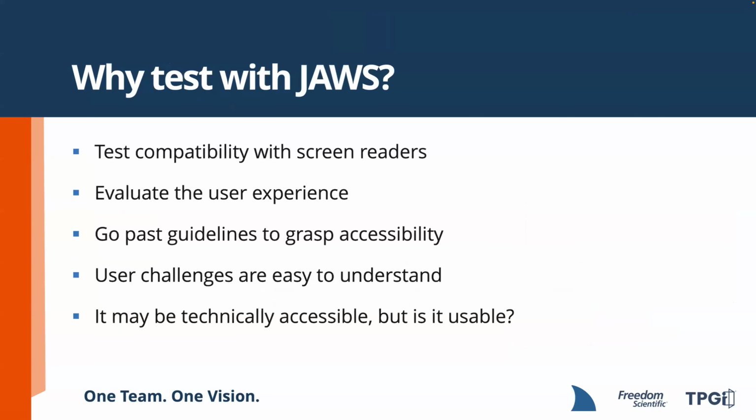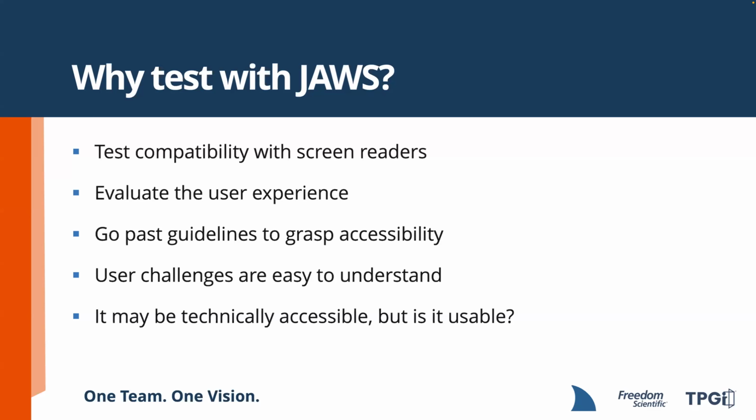So why test with JAWS? To test compatibility with screen readers. That's the obvious case, to make sure that your sites, your applications, etc., work correctly with screen readers. To evaluate the user experience, a slightly less obvious one, but a real benefit of testing with screen readers is to go beyond mere compliance and to actually test usability. It matters. You could be technically compliant and actually not really accessible, because for the user, the interface is too verbose, too inefficient, they can't get around it, etc.